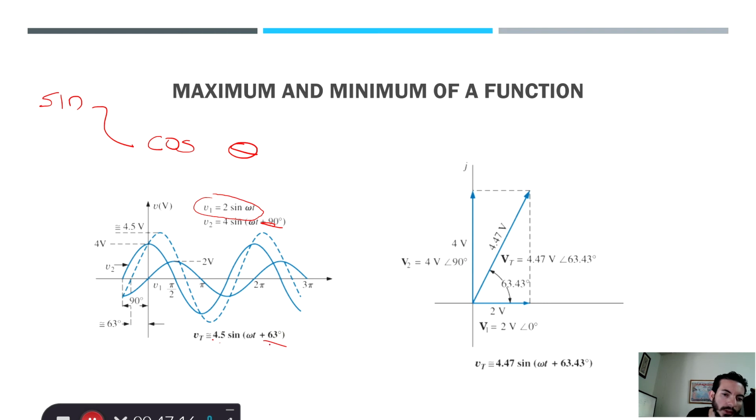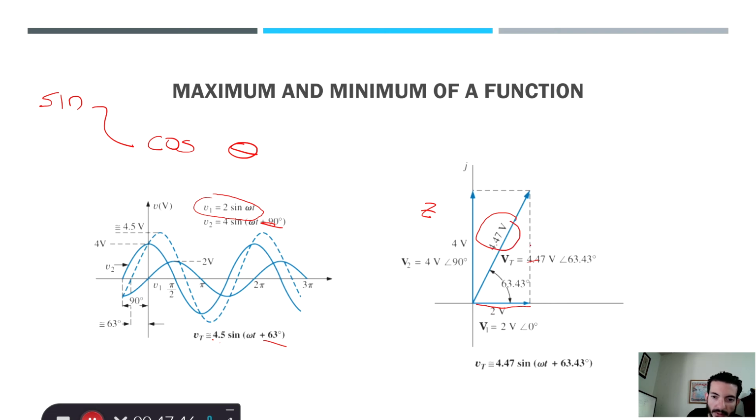Well, in polar coordinates, it's very easy to see why. If you were to plot both waves, you get that one has 0 offset and it's 2 volts. The other one has 90 degrees offset and it's 4 volts. And z is the square root of the sum of both squares, so the square root of 4 squared plus 2 squared, or 16 plus 4, and that will give you this number.